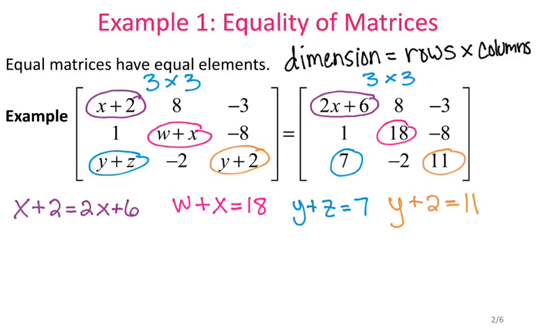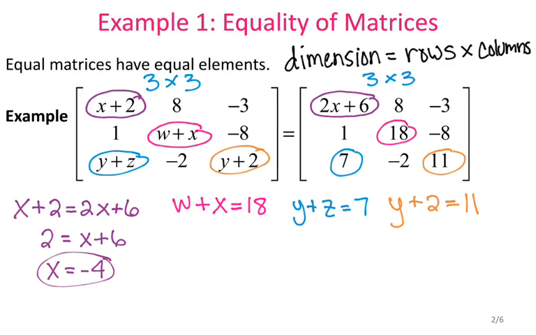Now, I like to set up all of my equations first, and then I'm going to start the process of solving for things. So I'm going to go ahead and solve for x. I'm going to subtract x from both sides. That gives me 2 equals x plus 6. Subtract 6 from both sides, you get x equals -4.